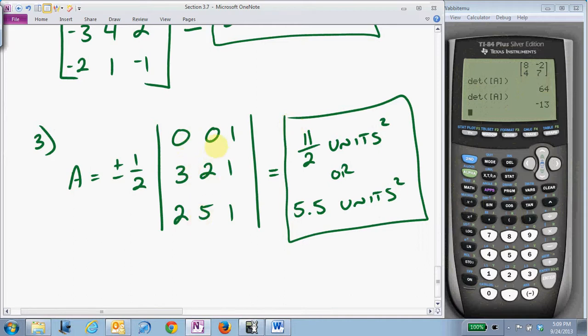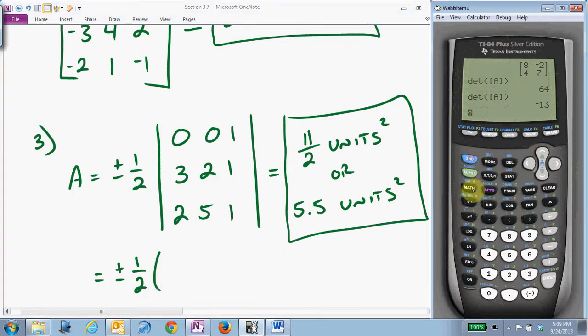Well, we've got a 3 by 3 matrix, so we want to start by finding that determinant. And then we're going to multiply it by either positive 1/2 or negative 1/2. So what's the determinant? Let's figure it out. So we're going to go back into the matrix, go to the edit screen. We're going to edit matrix A. It's still a 3 by 3, so I can just enter past. And now I want to change the values.